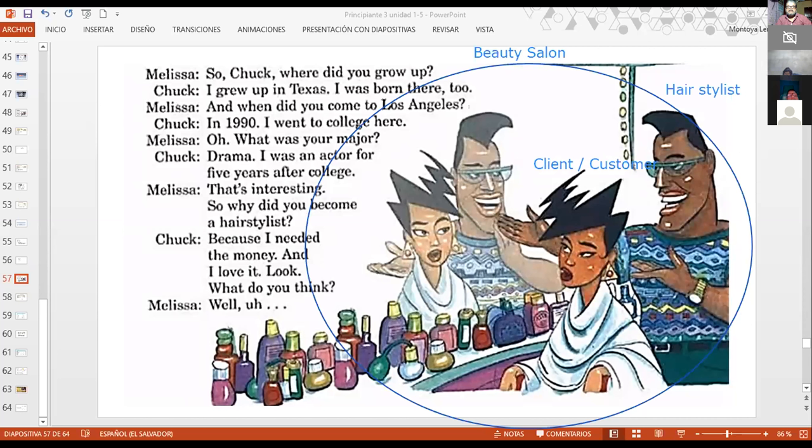And what is this? Mirror. Yes, this is a mirror.